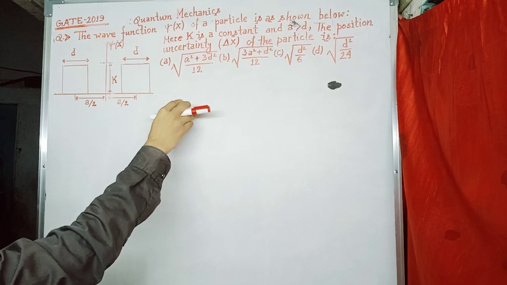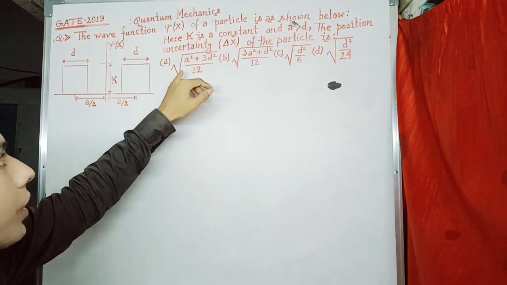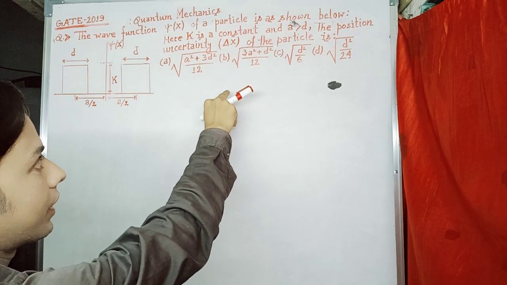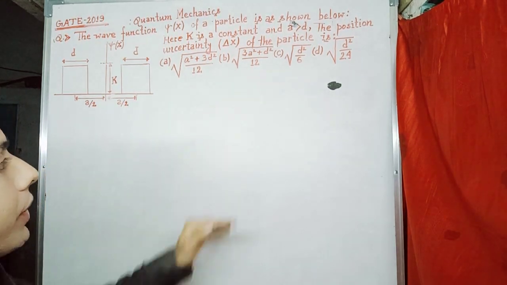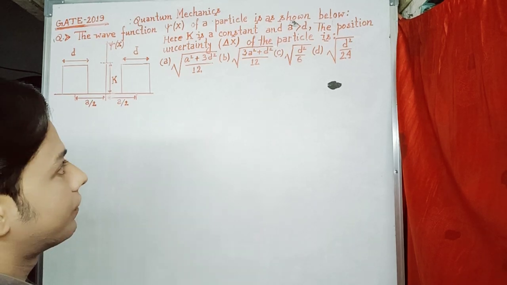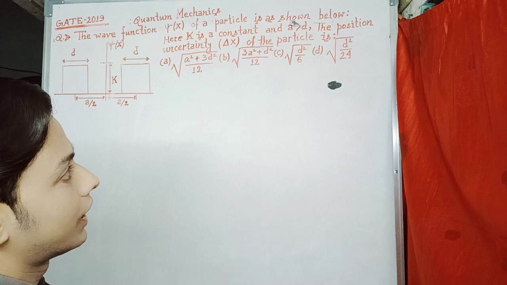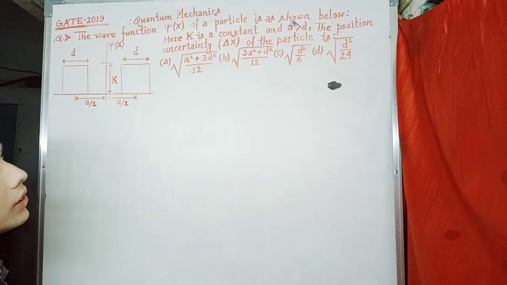First option: delta x equal to under root of (a square plus 3d square) divided by 12. In option B: under root of (3a square plus d square) divided by 12. In option C: delta x equal to under root of d square divided by 6, and option D is given as delta x equal to under root of d square divided by 24.